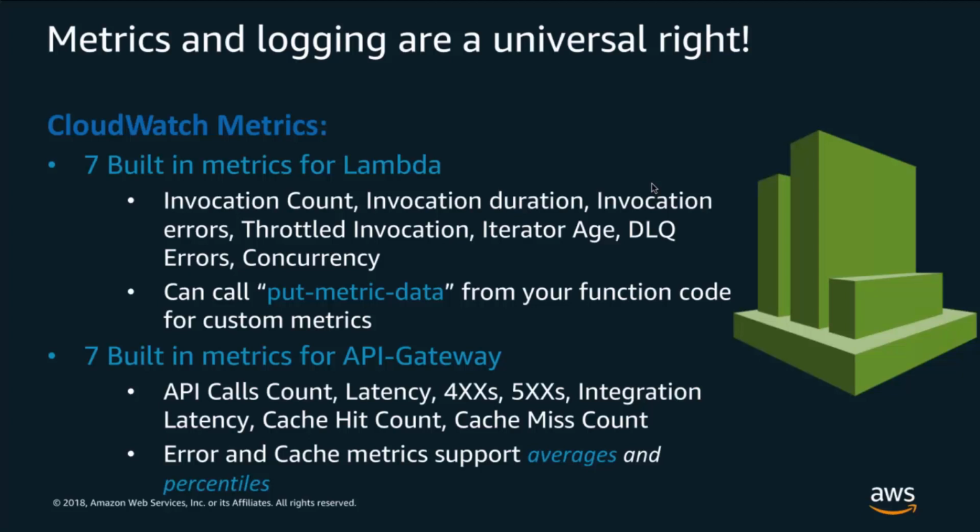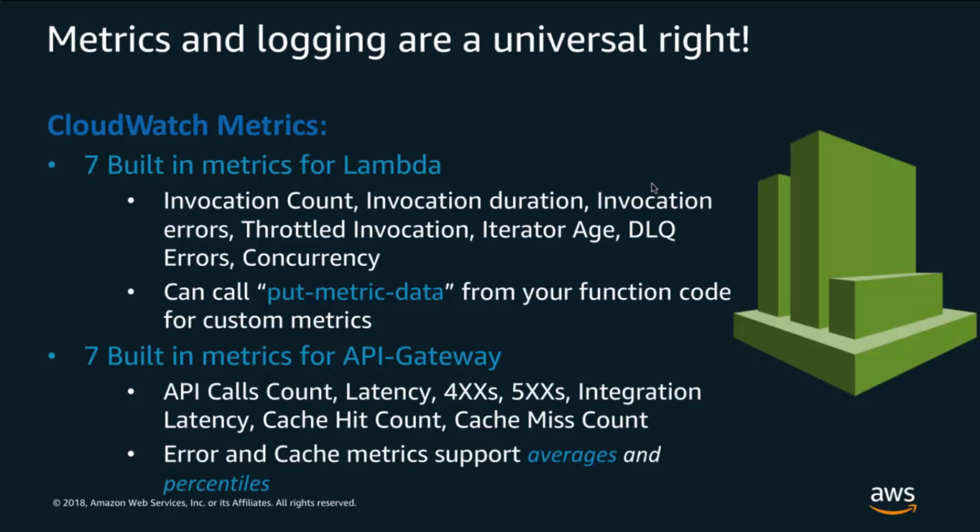So invocation count, invocation duration, invocation errors, throttled invocations, something called iterator age, and this ties into the poll-based models. Dead letter queue errors, we'll talk a little bit more about that here today, I believe. And then the concurrency of this function. One other thing you could do with CloudWatch metrics is inside of your Lambda code, you can actually directly invoke the put metric data API call for CloudWatch and generate metrics just based on business logic inside of your function.